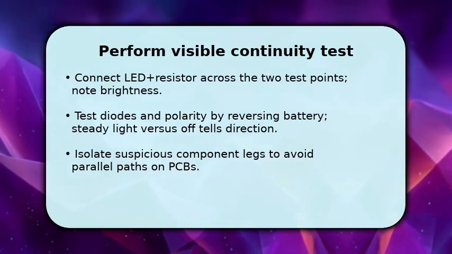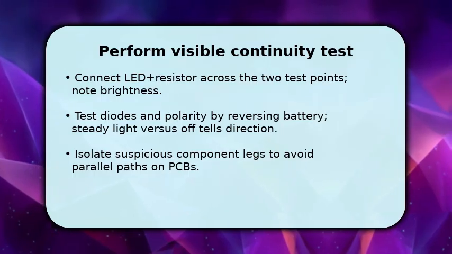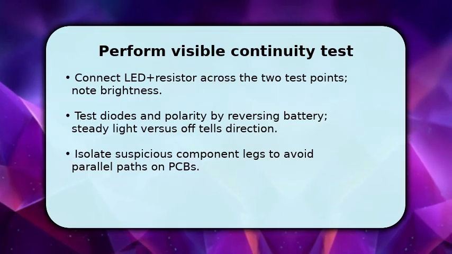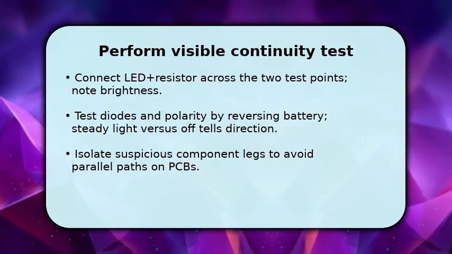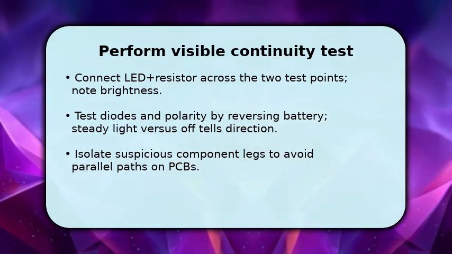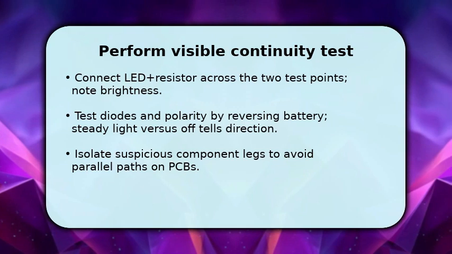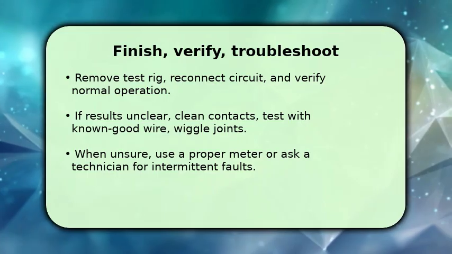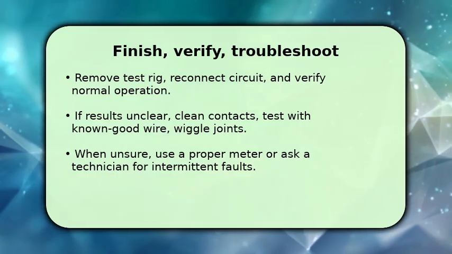On circuit boards, lift one leg of the suspect component or disconnect a nearby trace so you're not seeing parallel conductivity through other parts. Once you understand the light behavior, you can map where continuity exists on the board or cable. When testing is complete, remove your temporary connections and reinstall any lifted legs or components.